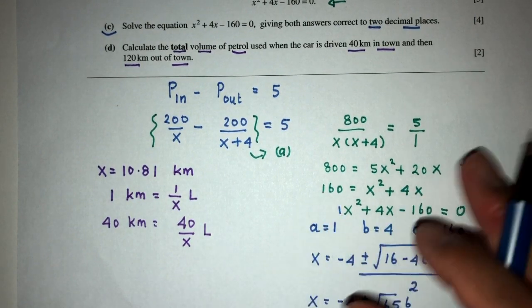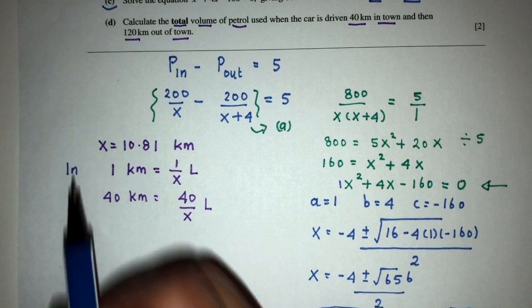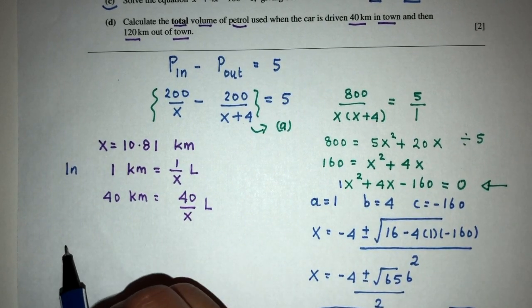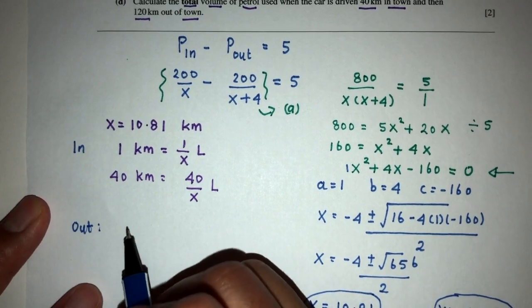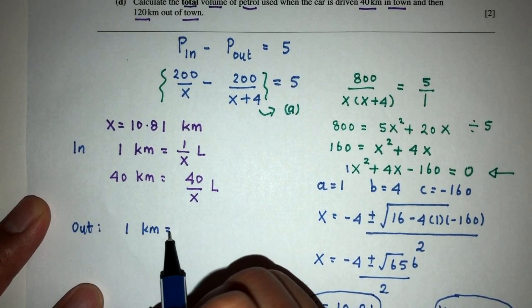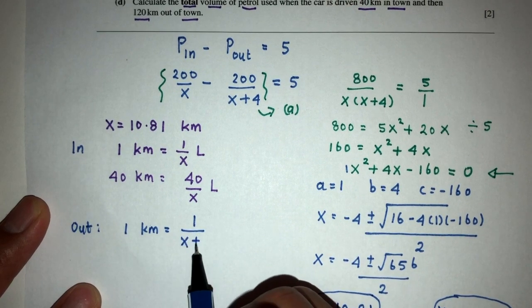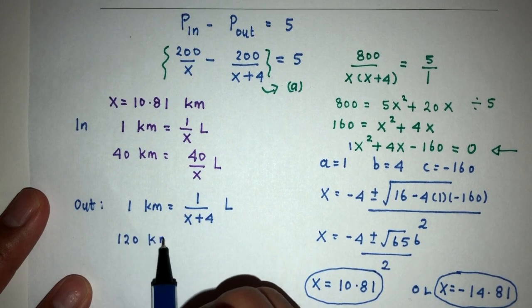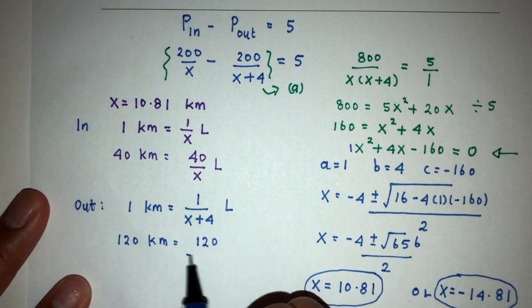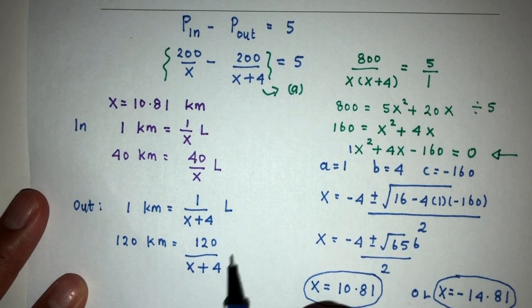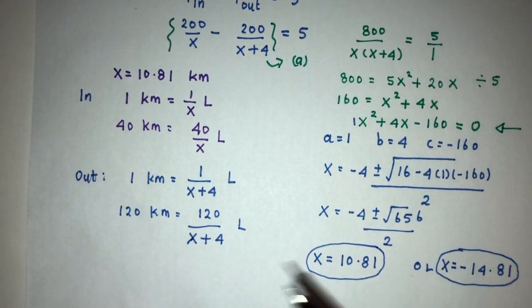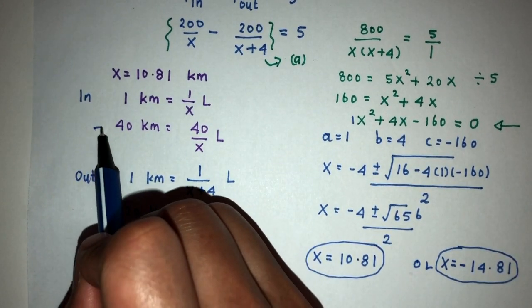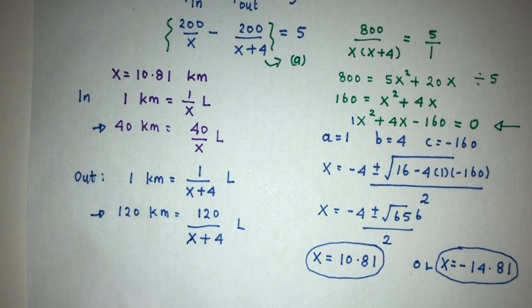Now next part, this is in town, right? Now for out of town, we are driving 120. So out of town 120, we have to use this part, right? Out of town, we know that 1 km has to be 1 over x plus 4 liters. So 120 km has to be 120 over x plus 4 liters. So let's replace and add together. Find this and add this together to find your answer.